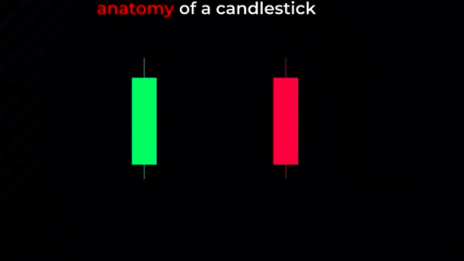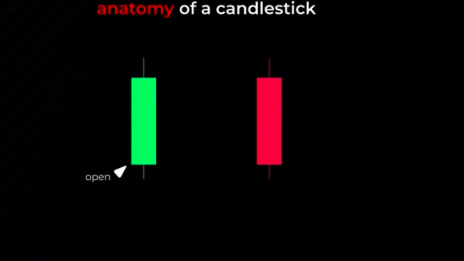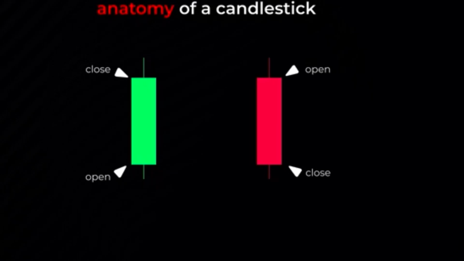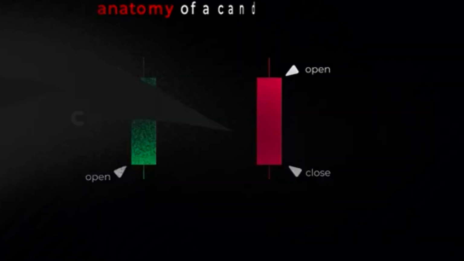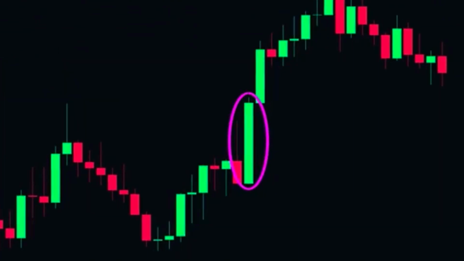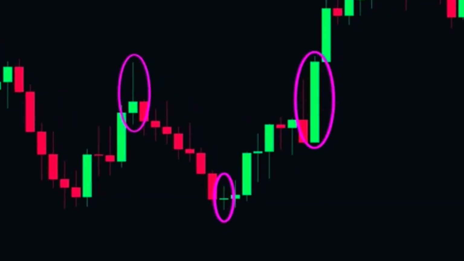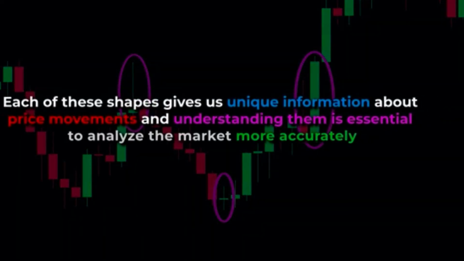For the candle's body, however, things are a bit different. On a green candle, the bottom of the body shows the opening price for that period, and the top shows the closing price. For a red candle, it's the opposite. The top shows the opening price, and the bottom shows the closing price. When we look at a chart, we'll notice that candlesticks come in various shapes. Some have larger bodies, others have longer wicks on one side, and some have small bodies with short wicks. Each of these shapes gives us unique information about price movements, and understanding them is essential for price action traders to analyze the market more accurately.